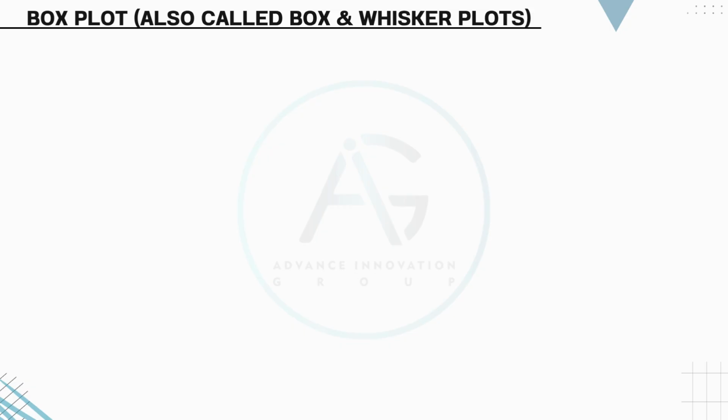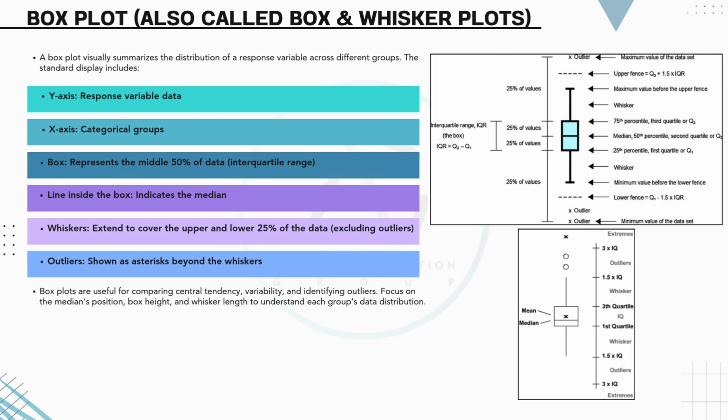Box plots. This slide explains the components and usefulness of a box plot, also known as a box and whisker plot. A box plot is a graphical tool used to visualize the distribution, central tendency, and variability of a dataset, particularly across categorical groups. Let's break down the elements. Y-axis shows the response variable data. This is the continuous variable we're analyzing.